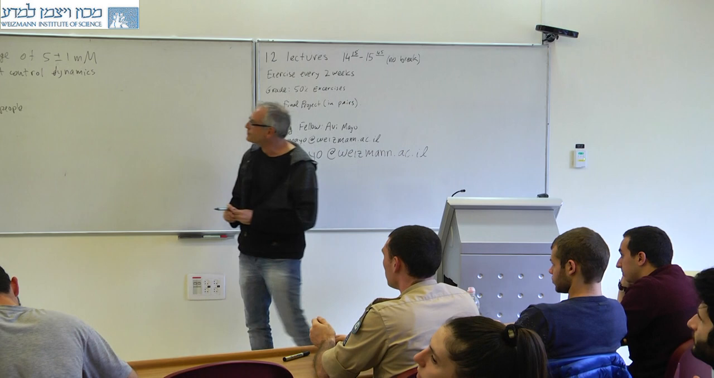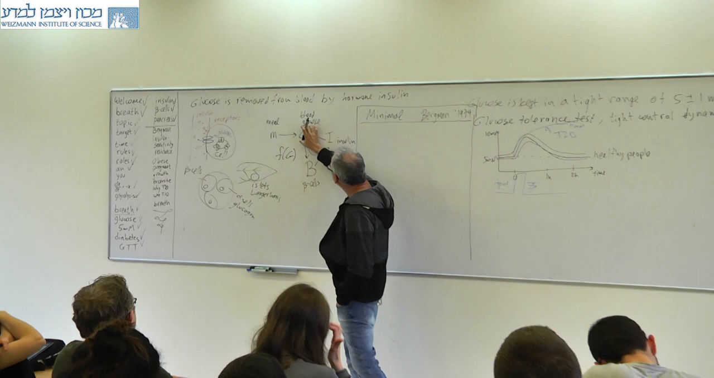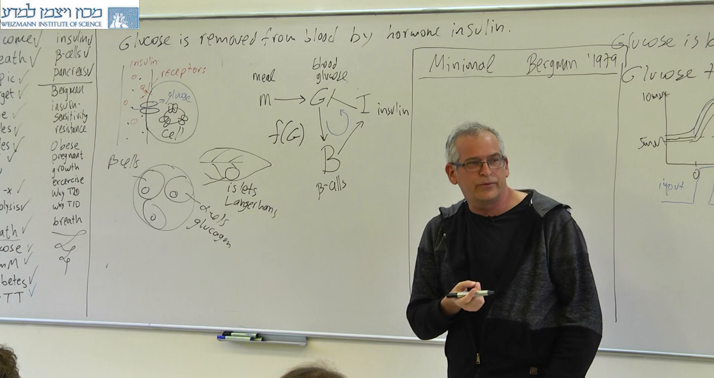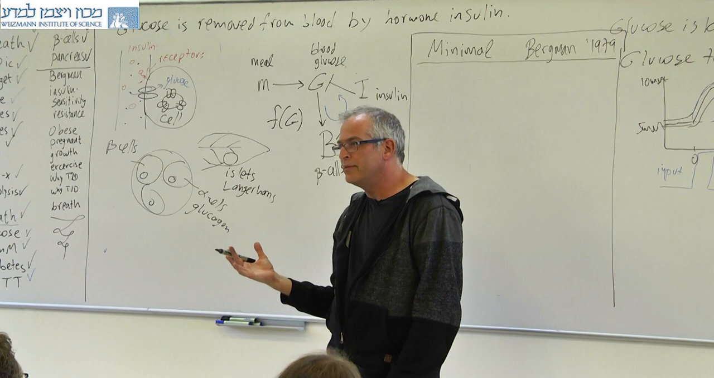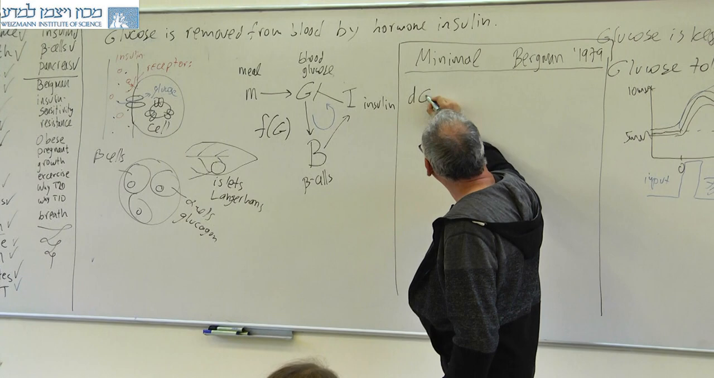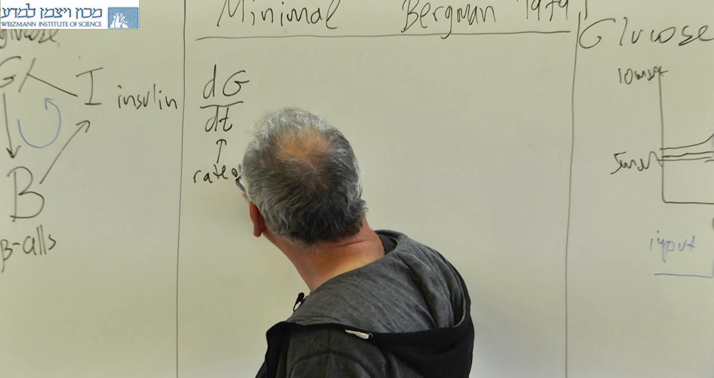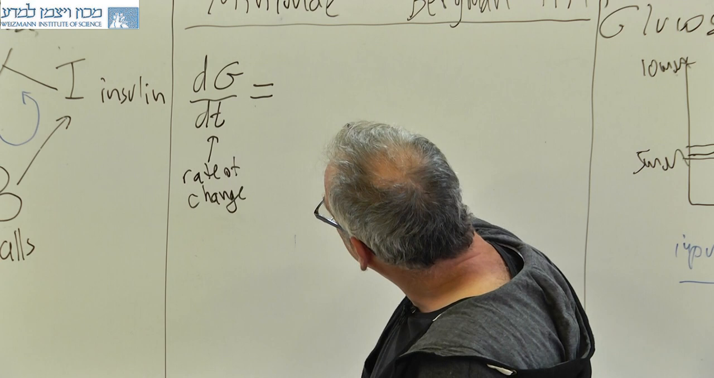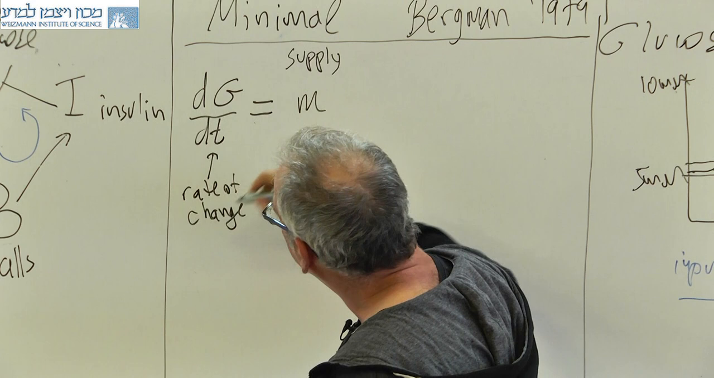So what's a model for the system? The concentration of blood glucose is an important variable here, right? So we want to control it. We need to write the balance of glucose as it's supplied, let's say, by food and removed by insulin. And the tool for that is a differential equation. A differential equation talks about the rate of change of glucose, dG/dt. And what is this rate of change? There's a supply. The supply, we're going to call it M, like meal.